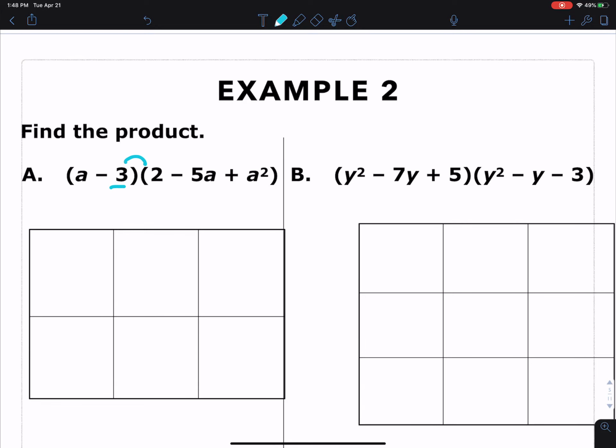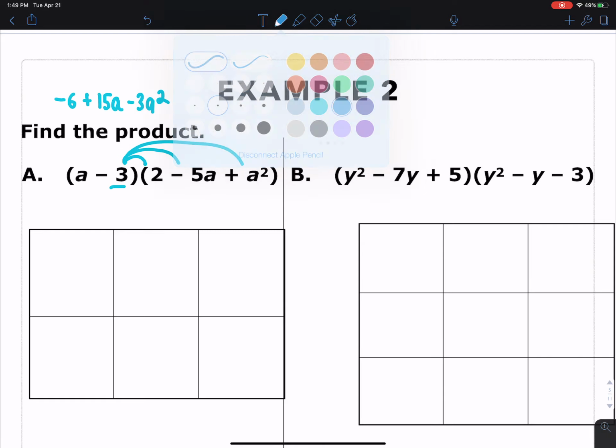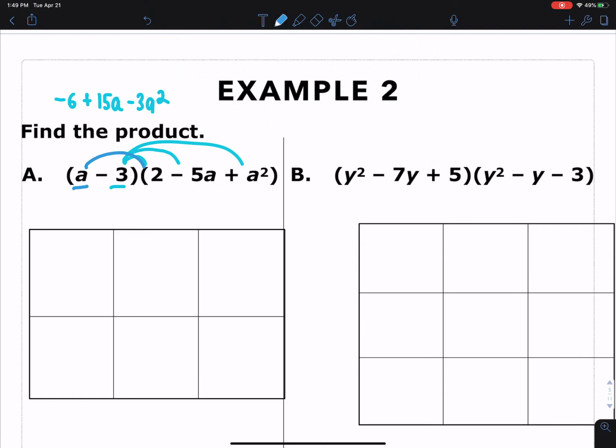Why not? So we have negative 3 times 2, which is negative 6. Negative 3 times negative 5a, which would be positive 15a. And negative 3 times a squared. So minus 3a squared. And then we also have to distribute a through. So a times 2 would be 2a. And then a times negative 5 would be negative 5a squared. And then a times a squared is going to give us a to the third.